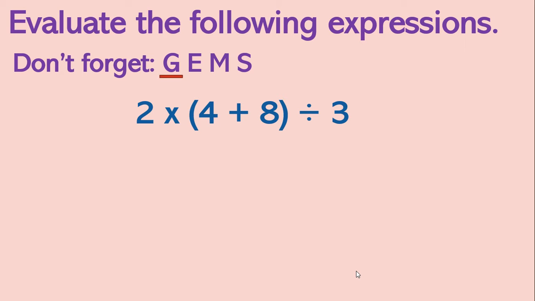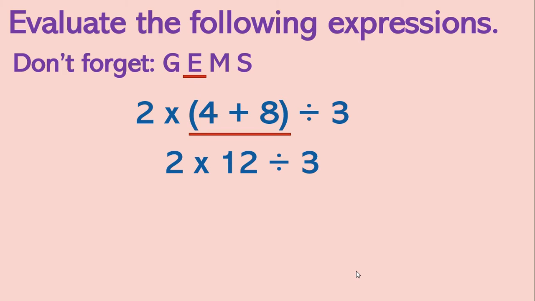So here we see that we start with G for grouping symbols, and we see there are grouping symbols in this expression. Inside the grouping symbols is 4 plus 8. So we're going to solve that first. 4 plus 8 is 12. So now we have 2 times 12 divided by 3.